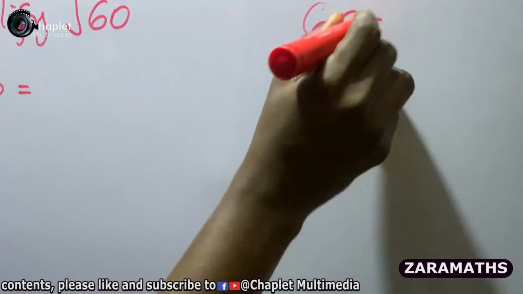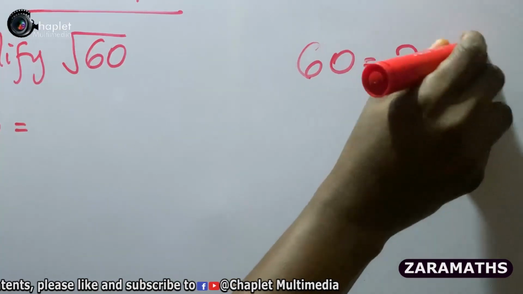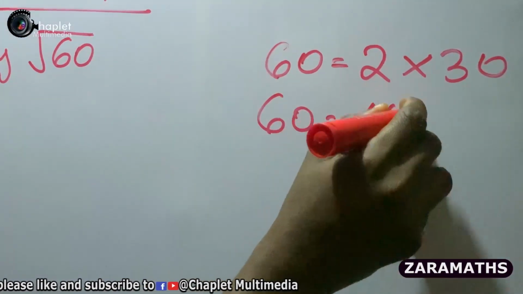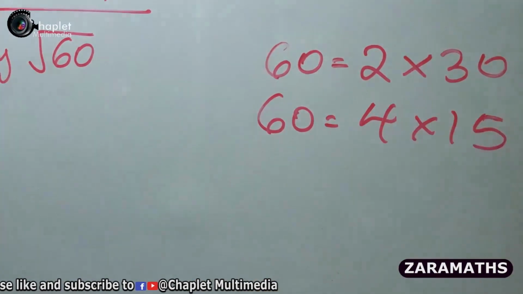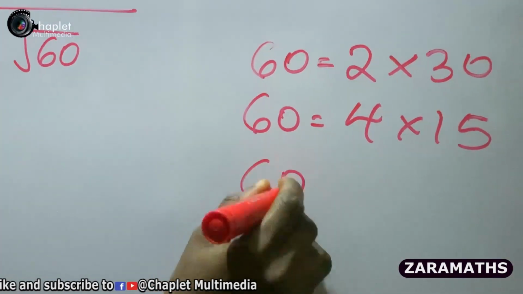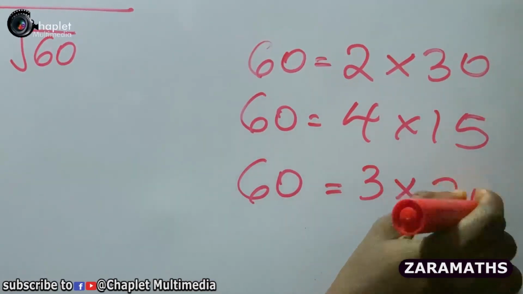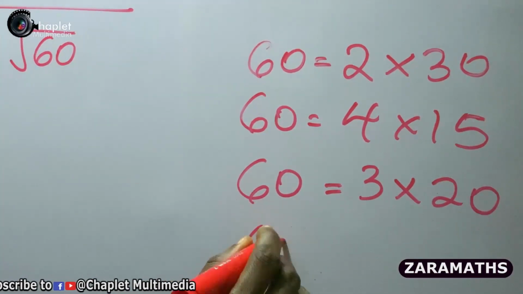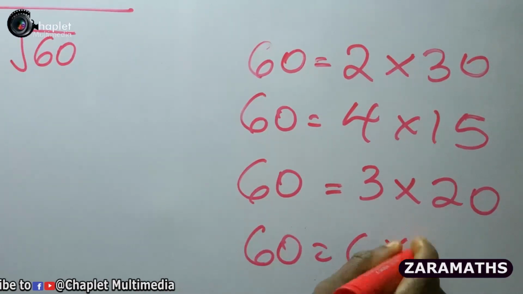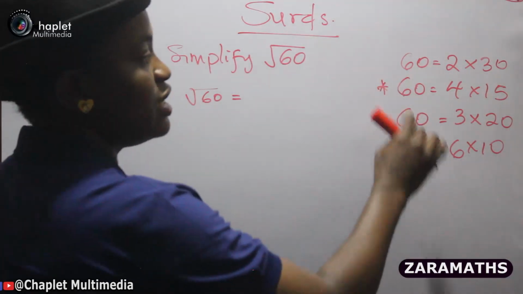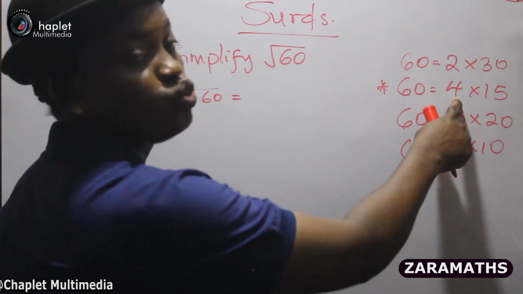Now the factors method. 60 can be rewritten as 2 times 30. 60 can also be written as 4 times 15. 60 can be written as 3 times 20. 60 can be written as 6 times 10. You will discover that this particular one has a perfect square.